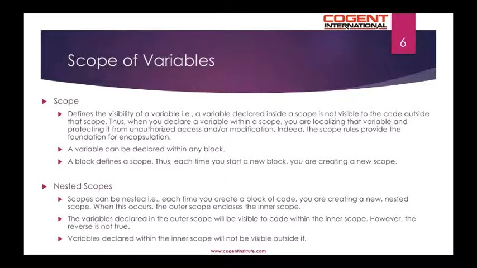What is the scope of variables? Scope defines the visibility of a variable. That is, a variable declared inside a scope is not visible to the code outside that scope. Thus, when you declare a variable within a scope, you are localizing that variable and protecting it from unauthorized access and or modification. Indeed, the scope rules provide the foundation for encapsulation.